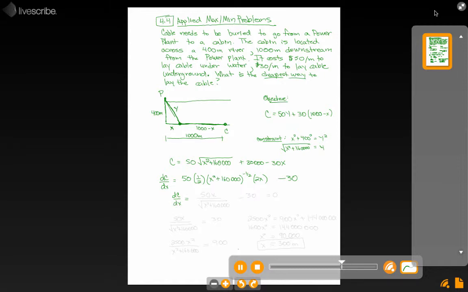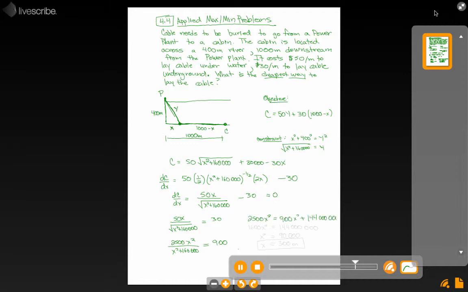Half times 2, so I've got 50x over the square root of x squared plus 160,000, and then minus 30. I want that to equal 0 because I want to max or min, in this case a minimum, the cheapest way. So if I solve that, I've got 50x over the square root of x squared plus 160,000 needs to equal 30. I can do a little cross multiply, but at some point I have to square both sides, and that's what leads me to this 2,500 x squared over x squared plus 160,000 equals 900.